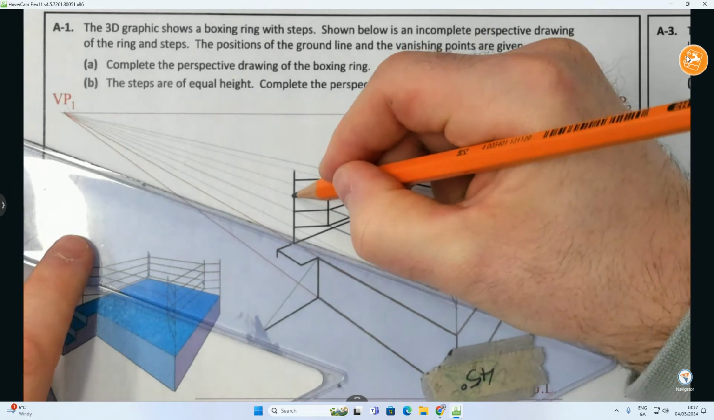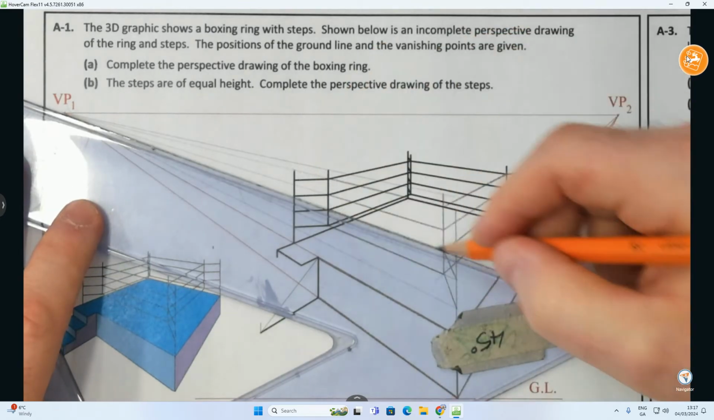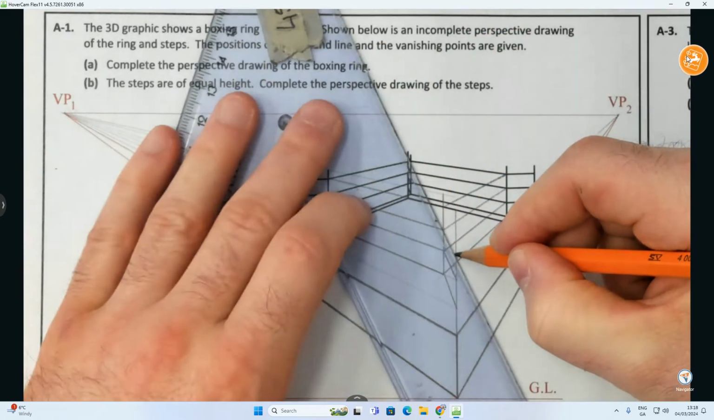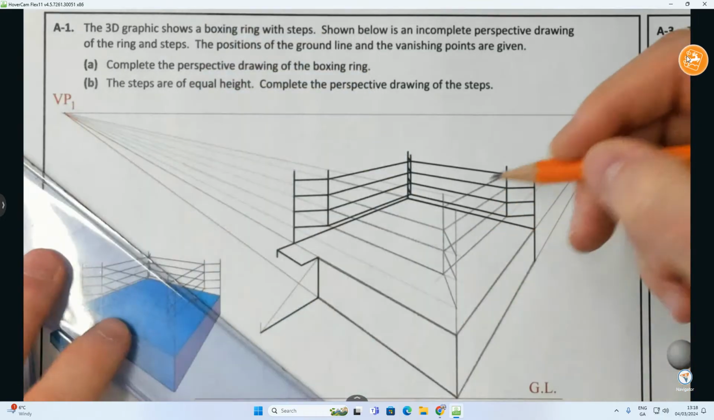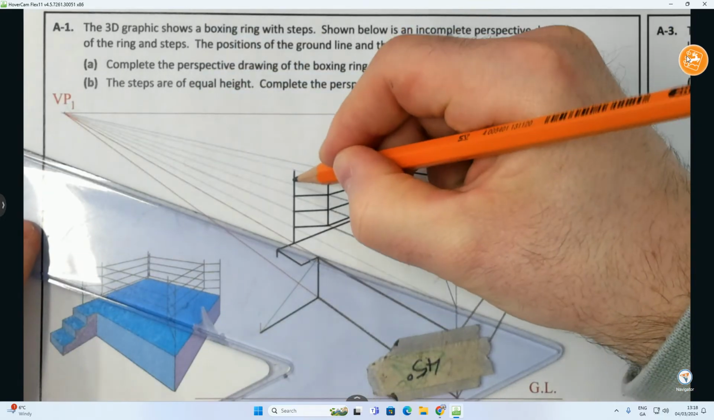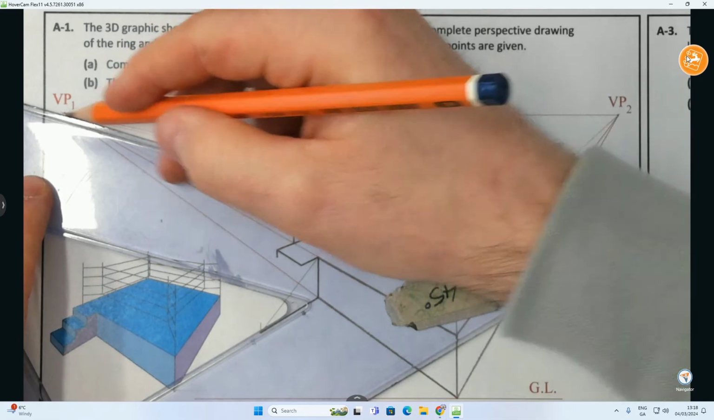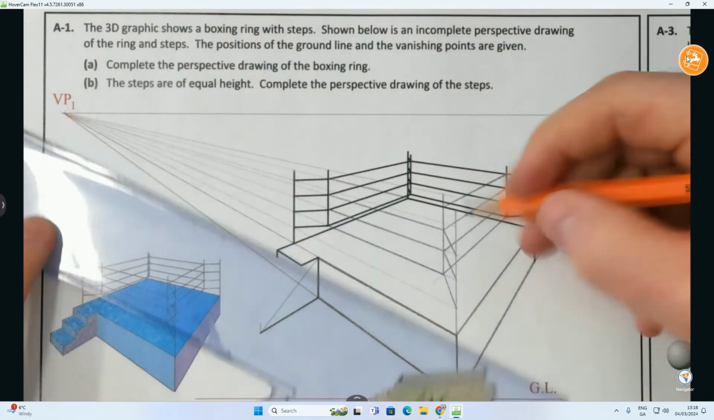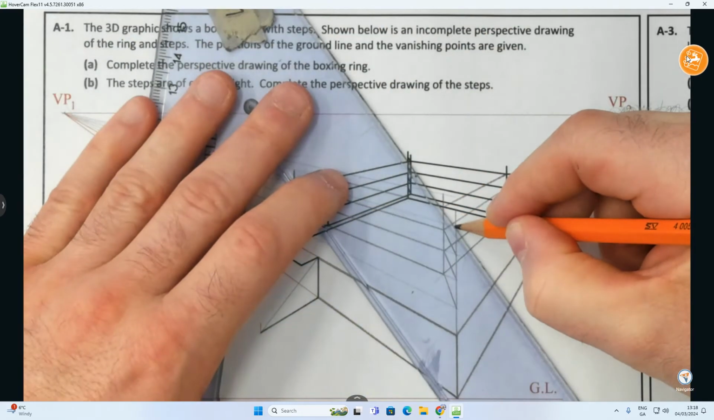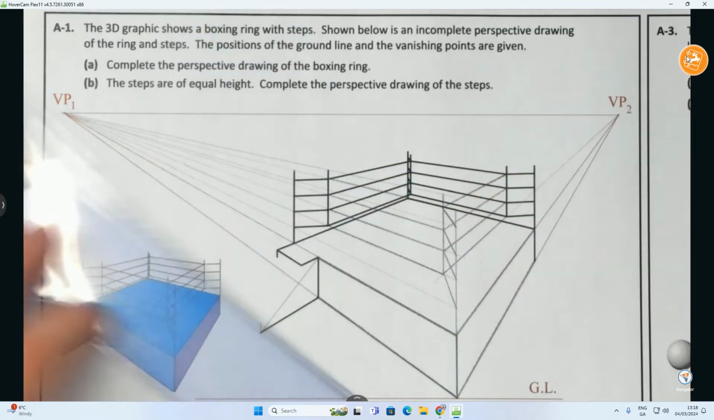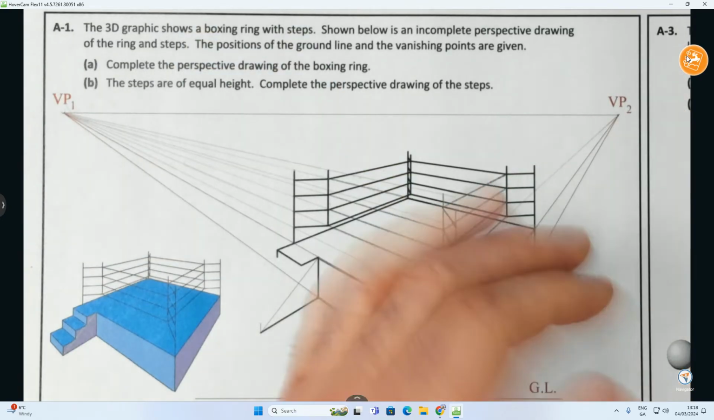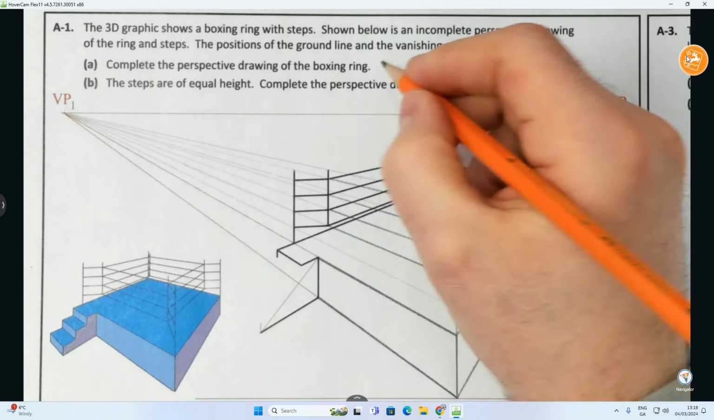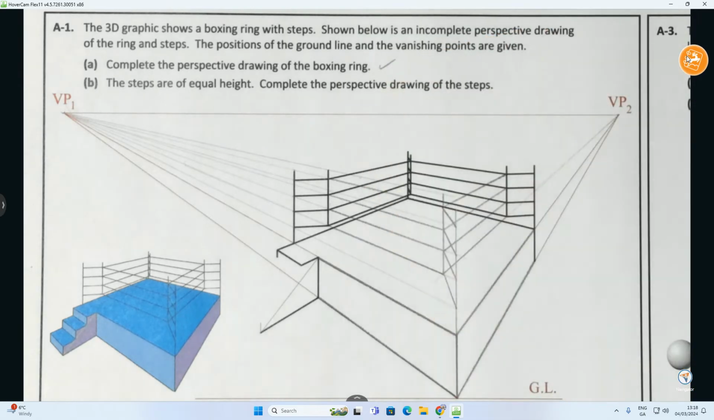Then I'm on to the third one. And that point there, it'll go up to the third one. And then finally, the fourth one. And from that point there, it'll connect out to here. Okay, there we have it. We have now completed part A of the drawing. We've completed the perspective drawing of the boxing ring.